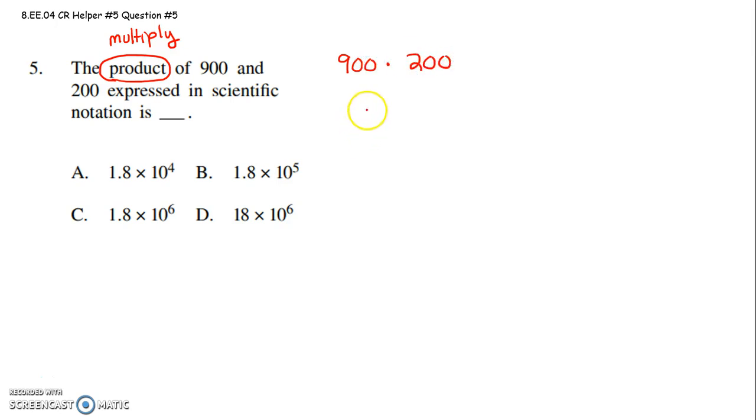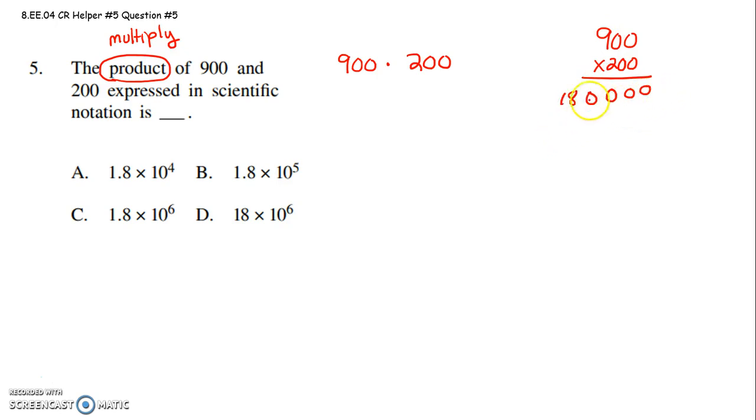There's two ways to go about this. I can either do this straight multiplication, then write it in scientific notation, or I could write them both in scientific notation and then multiply. So I'm going to first just straight multiply to show you. 900 times 200. Well, we have these two zeros here, and then 2 times 0 is 0, 2 times 0 is 0, 2 times 9 is 18.